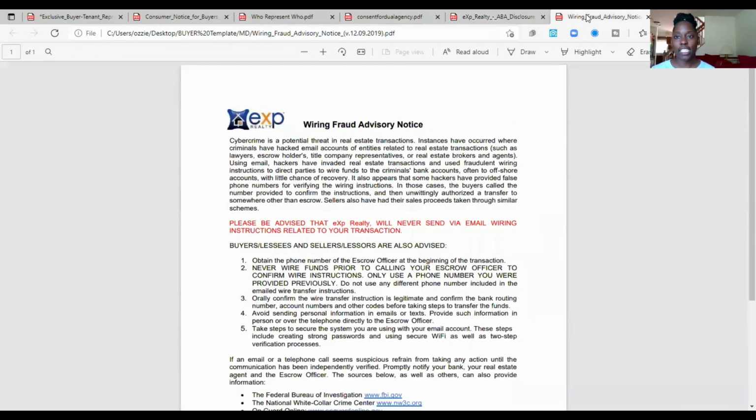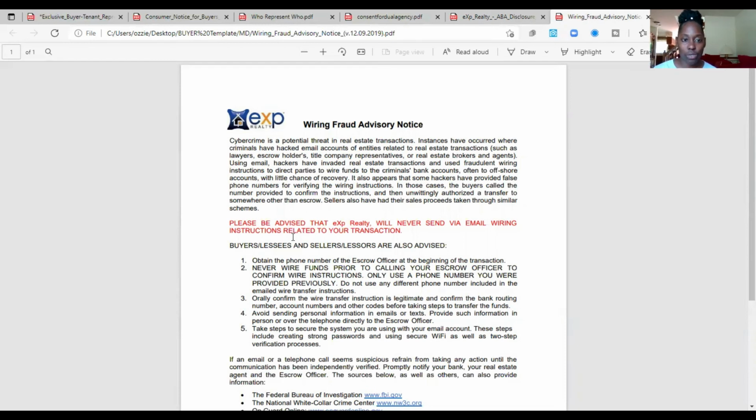The last document that we have in our buyer's agreement package is a wire and fraud advisory notice. It talks about how cybercrime is a potential threat in real estate transactions. If you get anything from me saying EXP needs you to send money here, just know that my brokers do not hold money. You would have your title company, and we can work that out, who will hold the money for you when you put your earnest money down and all these things, maybe an escrow officer. So we will go through that line by line.